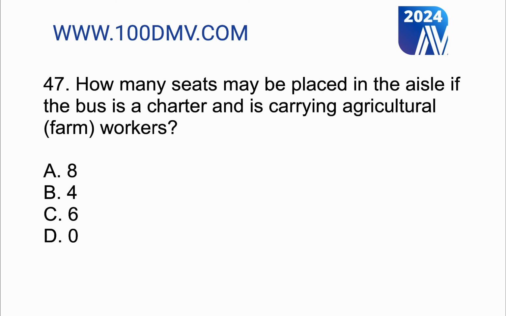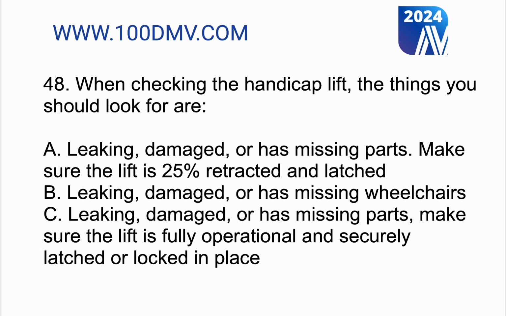47. How many seats may be placed in the aisle if the bus is a charter and is carrying agricultural farm workers? A, 8, B, 4, C, 6, D, 0. Correct answer, D, 0.